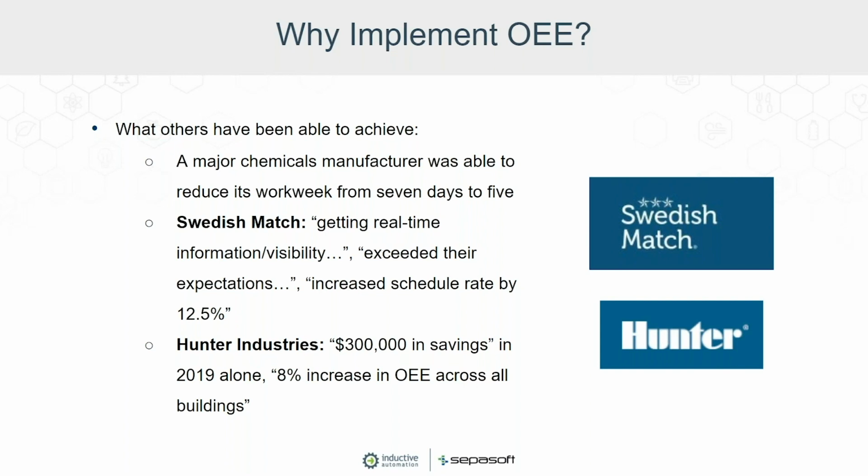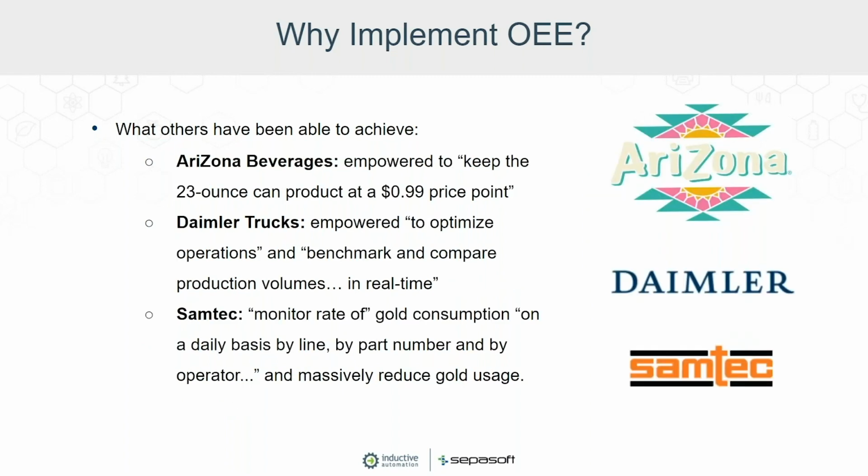Hunter Industries, they make at least my sprinkler automation system at my house. They saw $300,000 in savings in 2019 alone. And they described that they saw an 8% increase in OEE across all their buildings. Now, you can see here how Hunter is using OEE as that metric, just like we described. So, they were able to see that huge improvement, 8% increase in OE. That's a big deal.